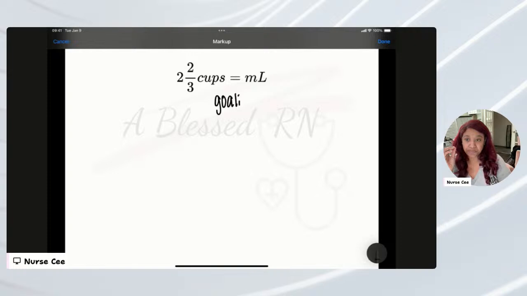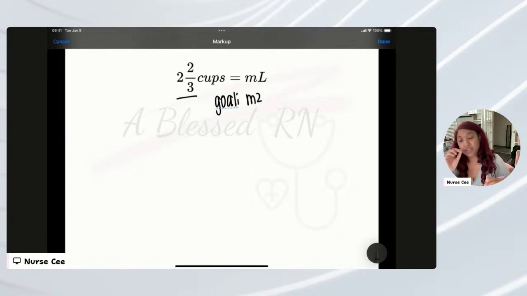So this one is going from cups to milliliters. I need to find milliliters. That is my goal, what I want my equation to look like once I'm done setting it up. I already have my 2 2/3 cups, and that's a puzzle piece all in itself. But you can't put 2 2/3 into your equation. It has to be an improper fraction, because you have a mixed fraction.